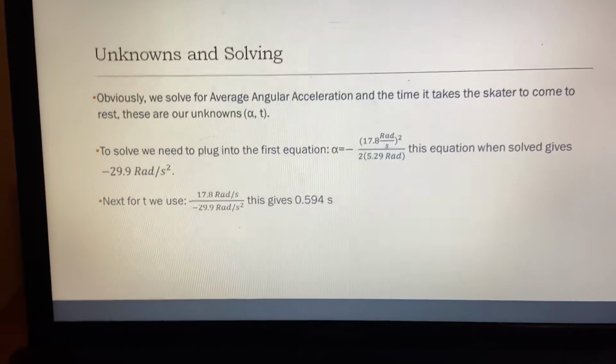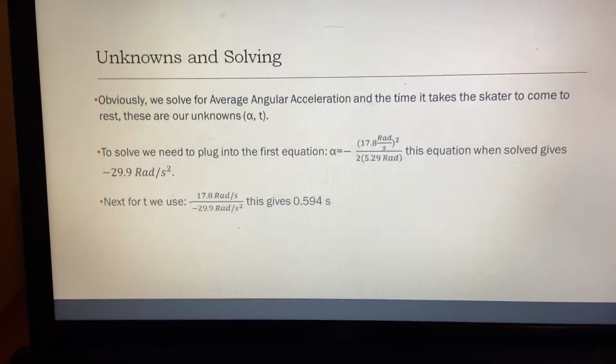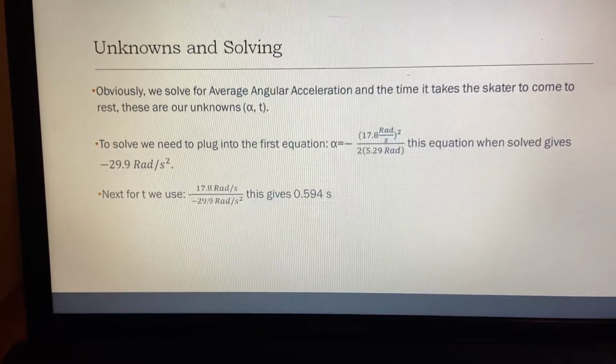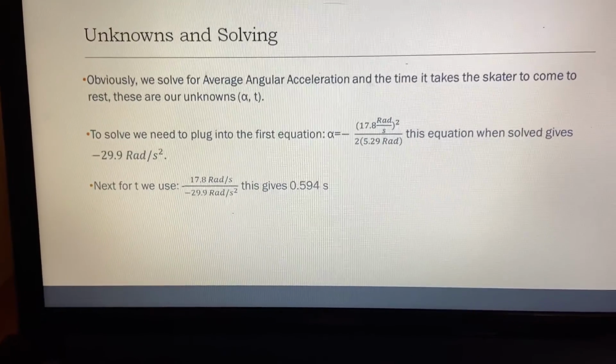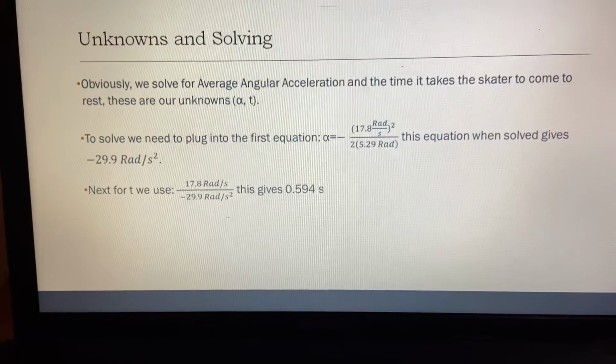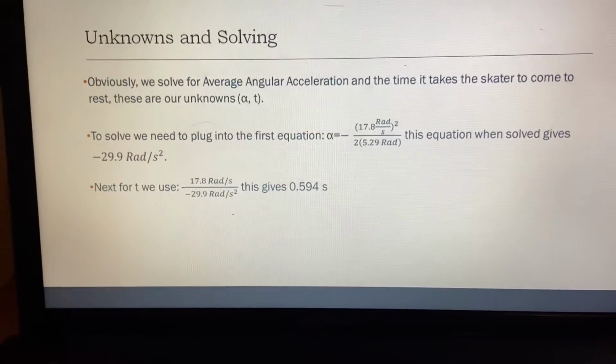Now, these are going to be our unknown values. So, obviously, we know we have to solve for angular acceleration and the time it takes for her to come to a stop. So our unknowns are the little fish symbol and time.